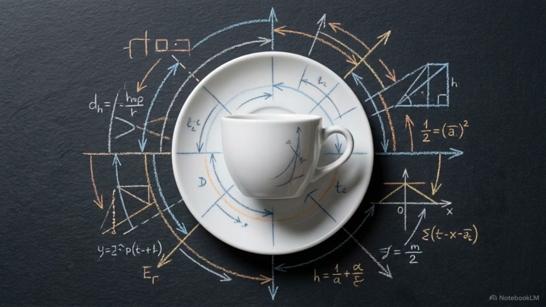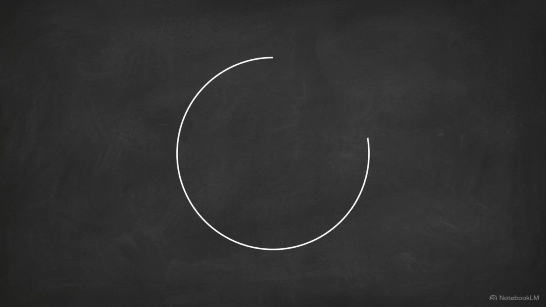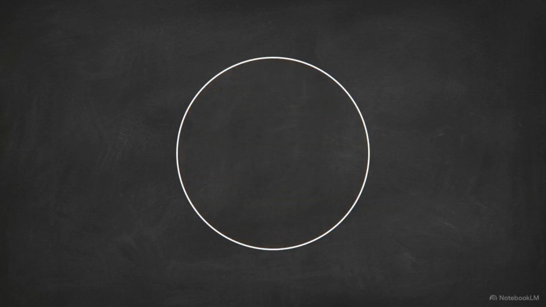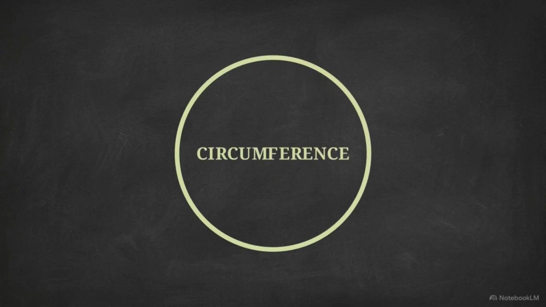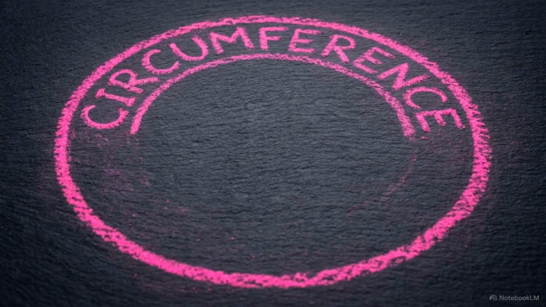We can see how this works using something much smaller, like a coffee cup sitting on a saucer. The same geometric rules that apply to the giant fountain apply right here on your kitchen table. When we look at a round shape, there are two different ways to measure its size. The flat surface inside the shape is the area. The continuous curved line that forms the very outside edge is called the circumference. For our problem today, the flat space in the middle isn't our focus. We are strictly trying to find the length of that outer boundary, the circumference.